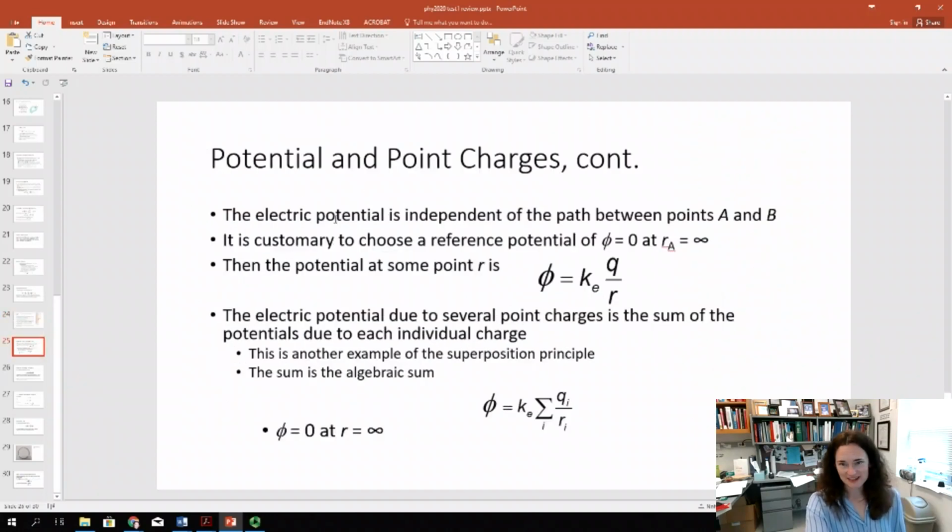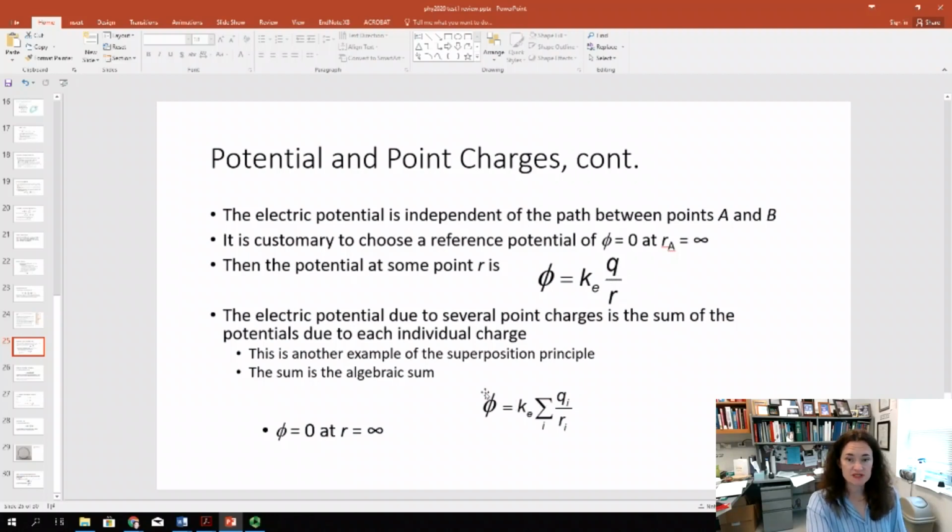All right, so the potential for a point charge, or the voltage for a point charge, phi, is equal to kq over r. Remember, k here is the Coulomb constant, q would be the magnitude of the charge, and r would be the distance from the point in question to the charge. So if you wanted to know what the potential was some distance r away from a point charge, this is the formula that you would use.